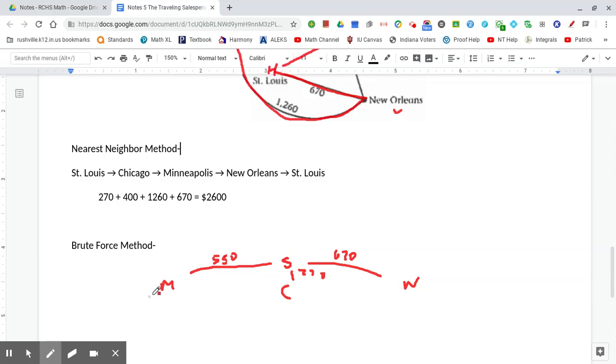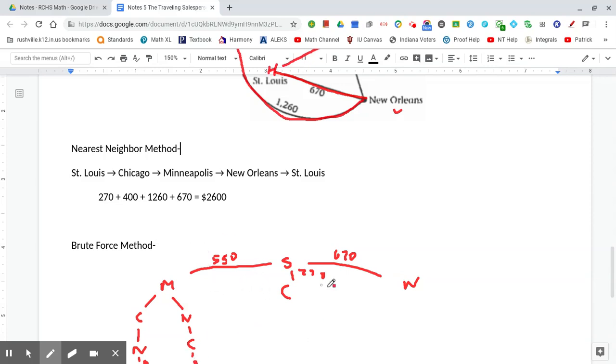All right, and then what you do is from Minneapolis, what's a vertex that you haven't yet been to? So from Minneapolis, you could go to Chicago, or from Minneapolis, you could go to New Orleans. Okay, and then if you're going on this route, Minneapolis, Chicago, the only other one you haven't been to yet is New Orleans. And then don't forget you have to go back home. So you'd also need to put going back to St. Louis. All right, this one, St. Louis, Minneapolis, New Orleans, Chicago, and then back home, and so on.